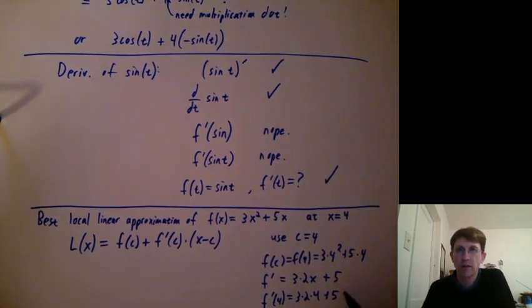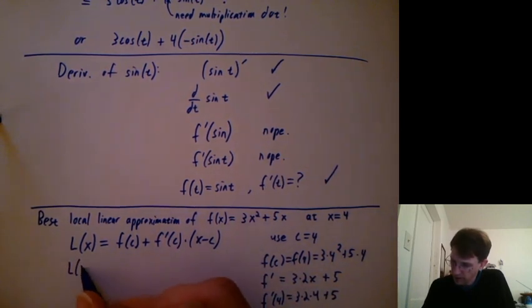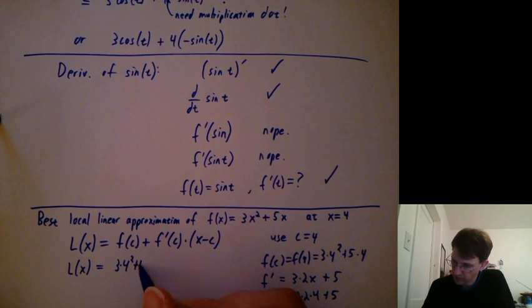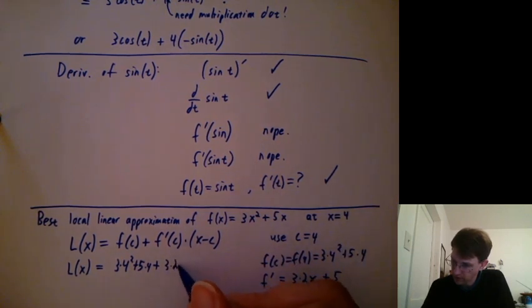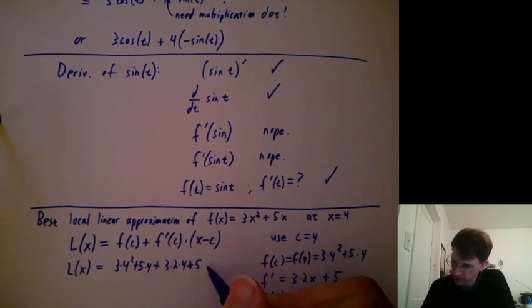I'm not in an arithmetic mood, so I'm just going to leave that alone. And now I can specialize my L of x to be f of c, which is 3 times 4 squared plus 5 times 4, plus f prime at c, which is 3 times 2 times 4 plus 5, times x minus c, so x minus 4.